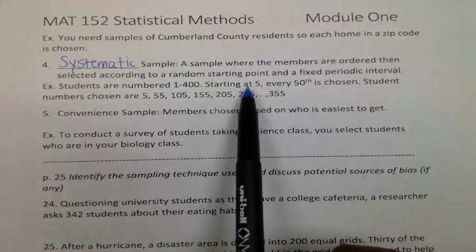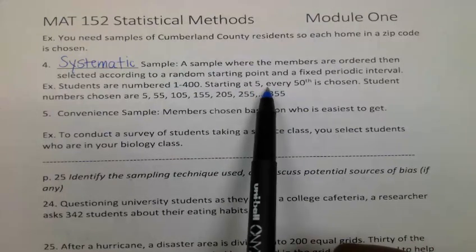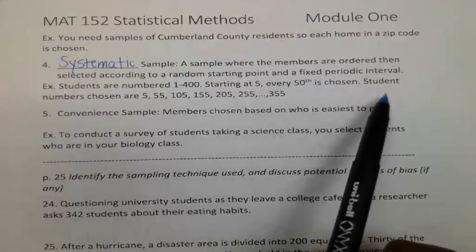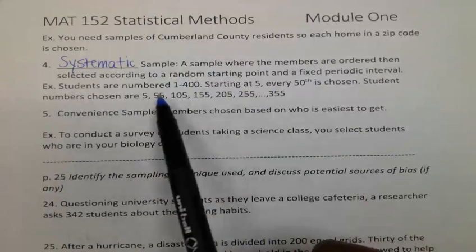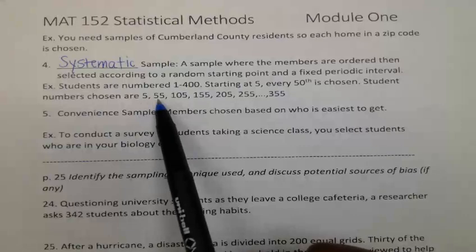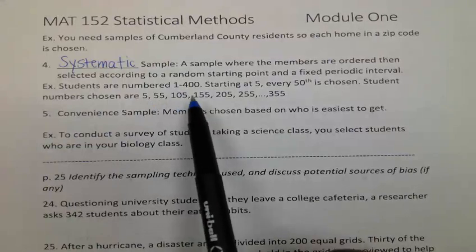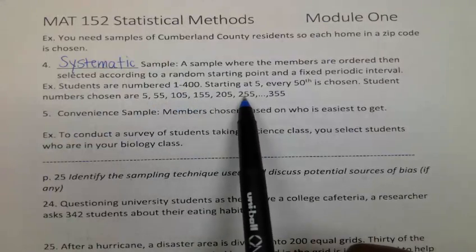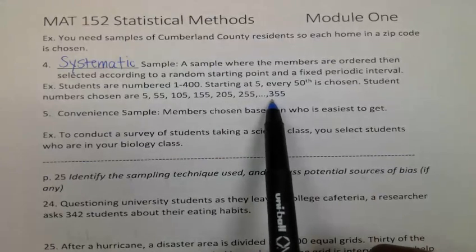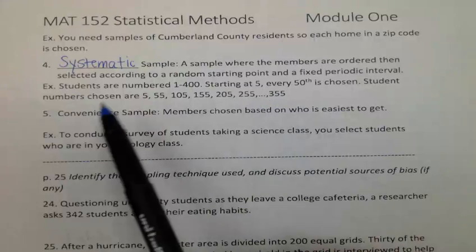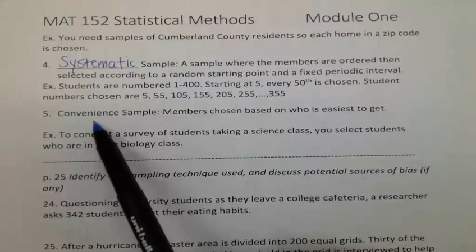You don't have to start at 1. You start somewhere and then there's a pattern after that. So that means student numbers chosen are 5, we started there, 55, 105, 155, 205, all the way to 355. And that's how that was chosen. Systematic. There's a system to it. Convenient sample is the last one.